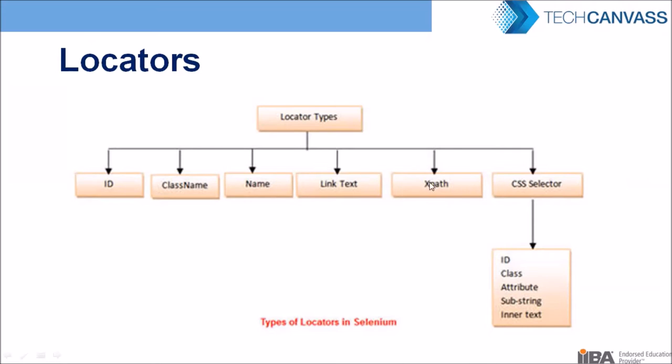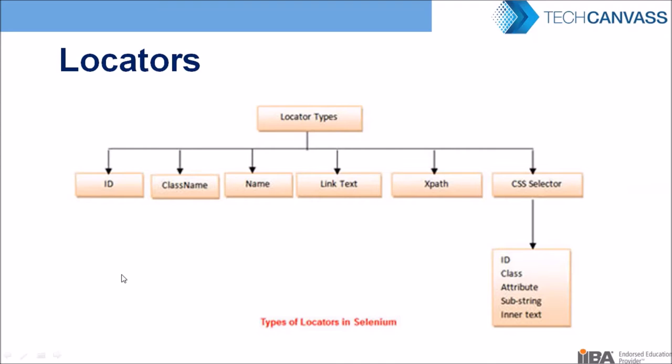XPath is short form for XML path. You can construct an XML path for your element, what you're trying to find. And we'll see it shortly. I'll try and show this with the Chrome browser itself. And also you can try and find it with the CSS selector.